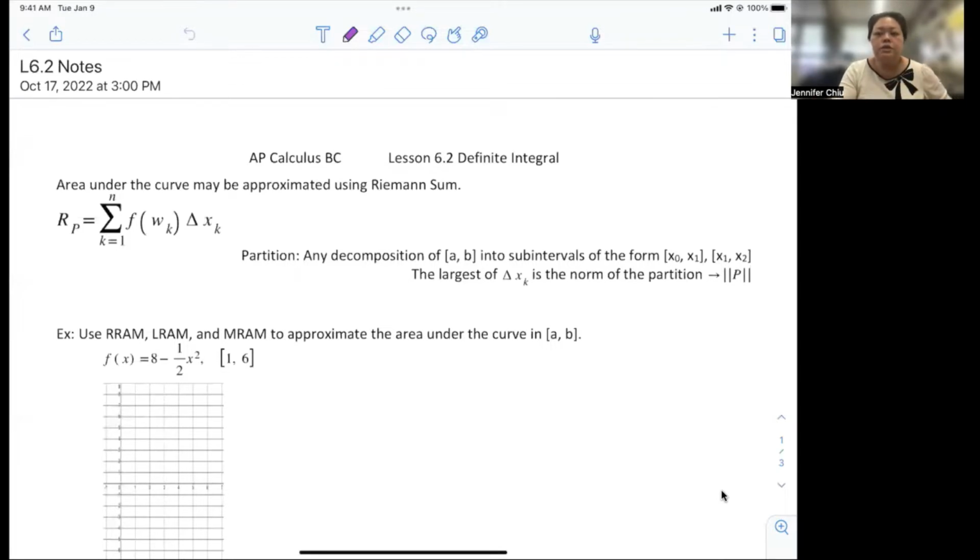This is lesson 6.2 on definite integrals. So now we are looking at area under the curve using approximation of Riemann sum. A Riemann sum is a series of rectangles that will fit under the curve to help you approximate the area.